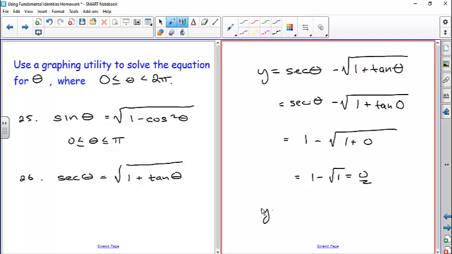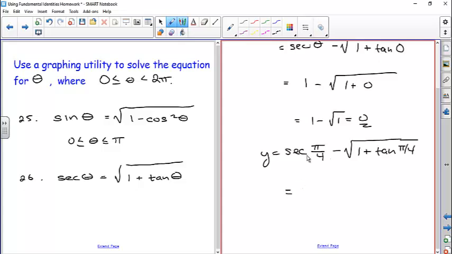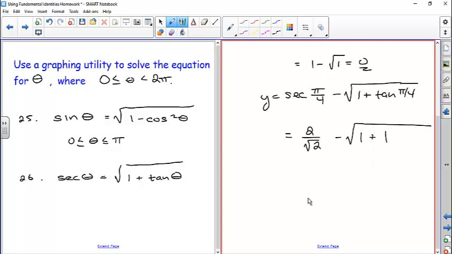So let's try that. y equals the secant of pi over 4 minus the square root of 1 plus the tangent of pi over 4. The secant of pi over 4 is 1 over the cosine of pi over 4. The cosine of pi over 4 is square root of 2 over 2, so it's going to be 2 divided by the square root of 2. Then you have the square root of 1 plus the tangent of pi over 4, which is 1. So we get 2 over the square root of 2 minus the square root of 2.